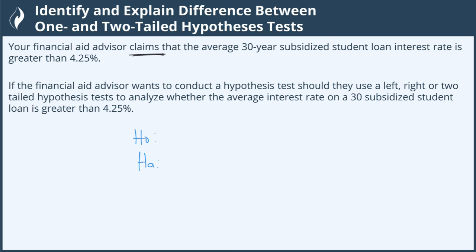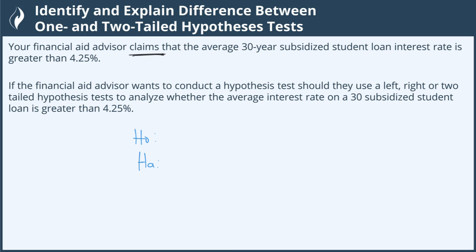So every time I read anything dealing with a hypothesis test and I see a claim, I automatically start my null and my alternative hypothesis. Your null hypothesis, H naught, H with the subscript 0, and alternative hypothesis can be represented as HA, with a subscript, or H1. I use HA because alternative hypothesis.